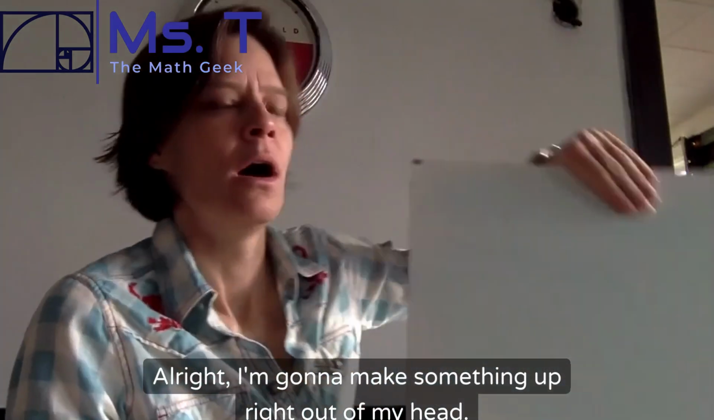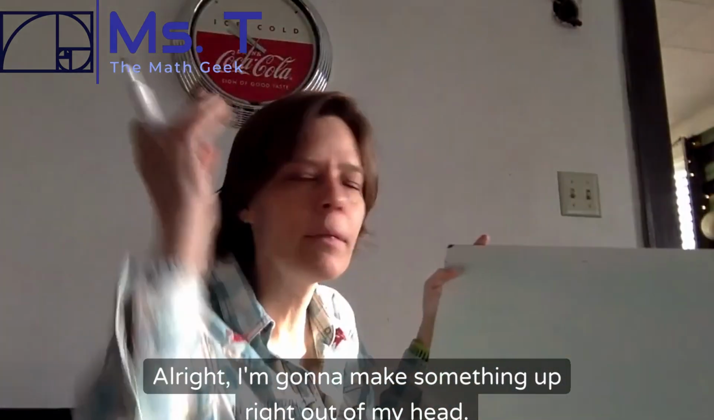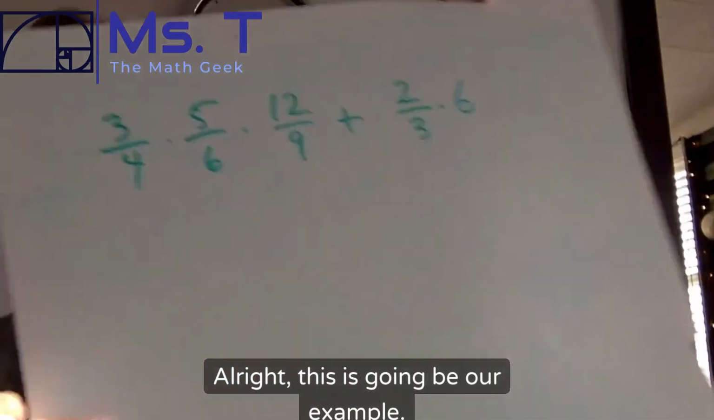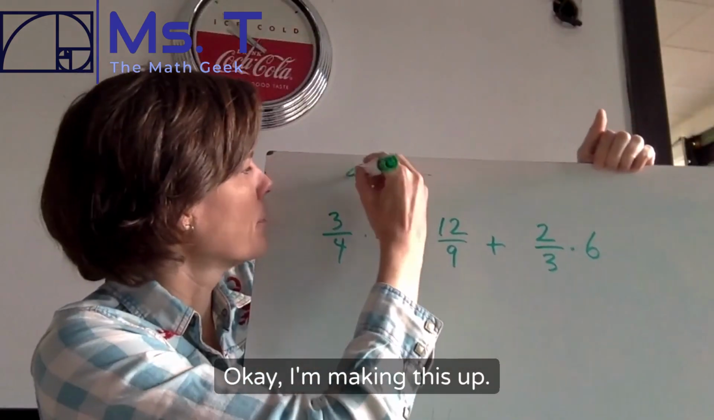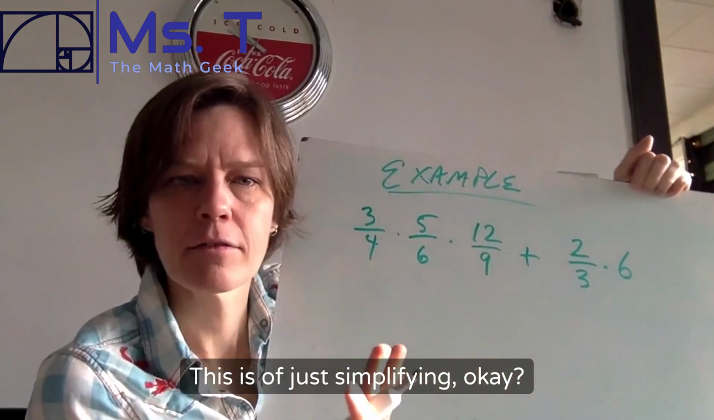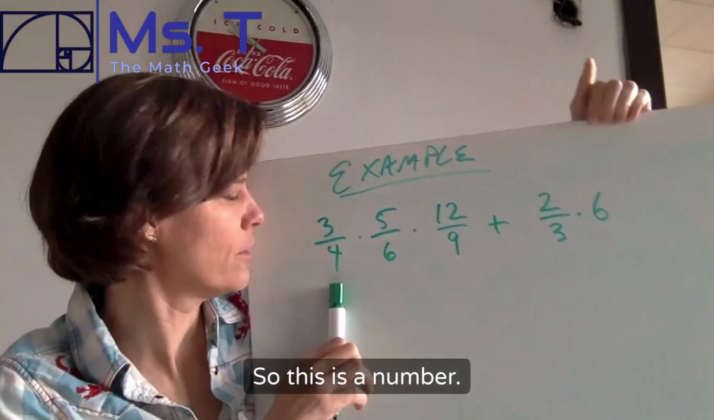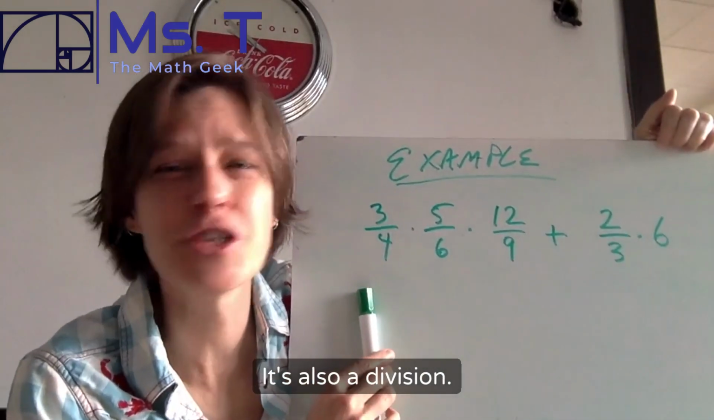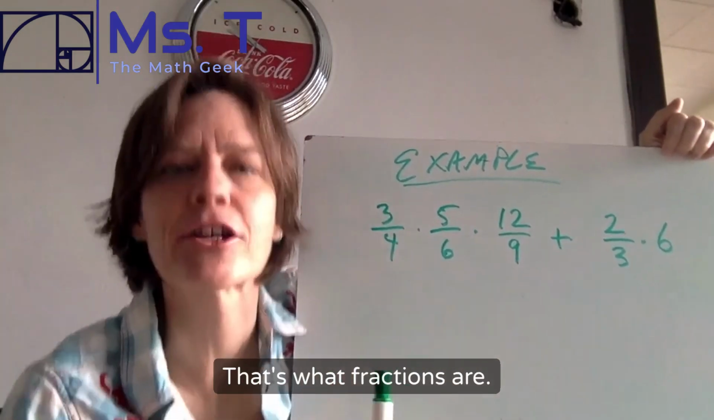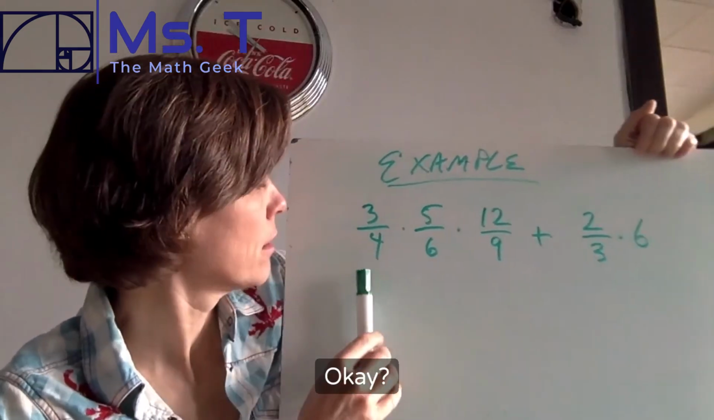All right. I'm going to make something up right out of my head. This is going to be our example. I'm making this up. This is just simplifying. Let's just think about all the things we've learned. So this is a number. It's also a division. It's also an operation. That's what fractions are. Okay?